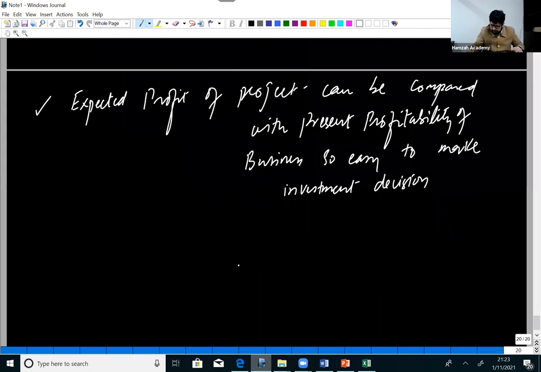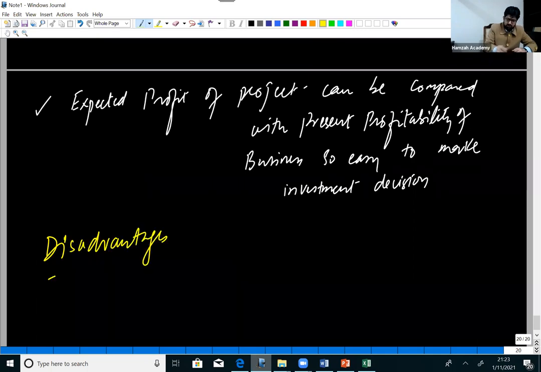Now, the next is the disadvantages, or drawbacks, of the method.